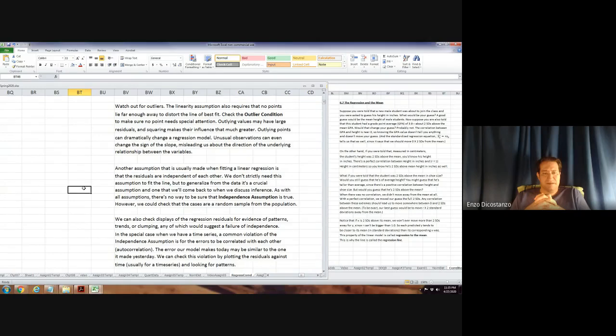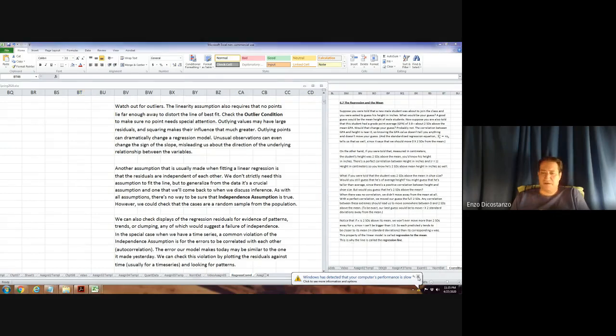Discussion. Yeah, the independence assumption means checking the regression residuals for evidence of patterns or clumping. The failure of independence in a time series is a common violation, where errors are correlated with each other. That's autocorrelation: the error our model makes today may be related to the one it made yesterday.